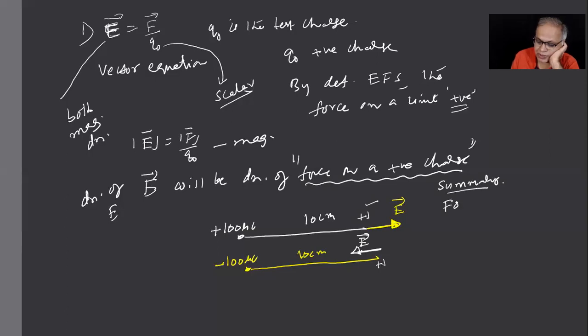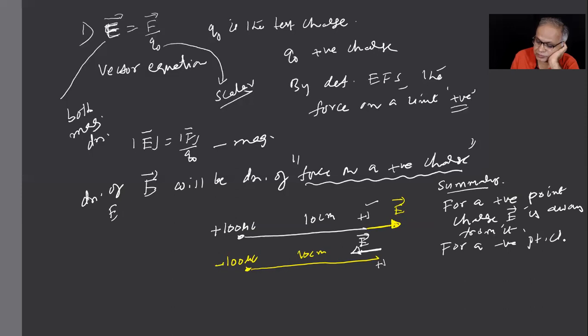For a positive point charge, E is away from it. And for a negative point charge, E is towards it. This is about the direction of E I talked about right now.